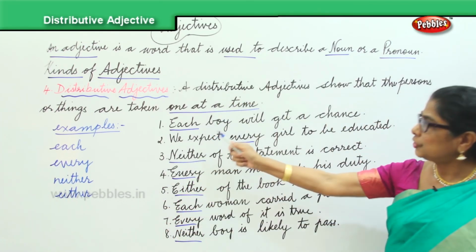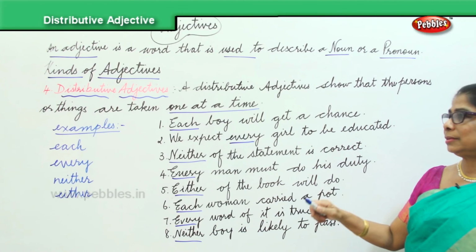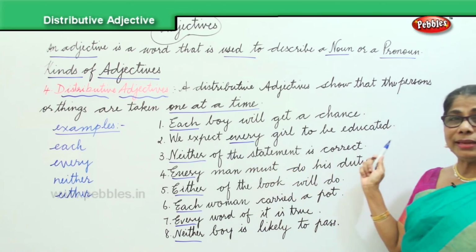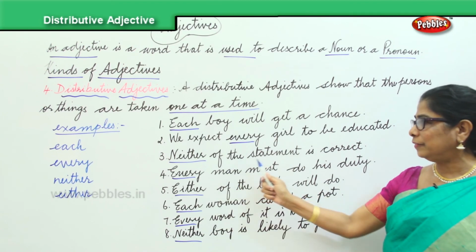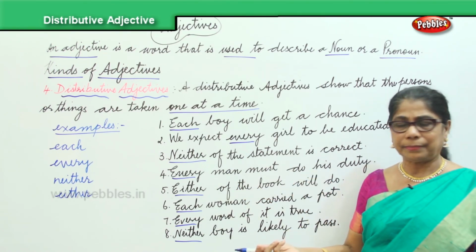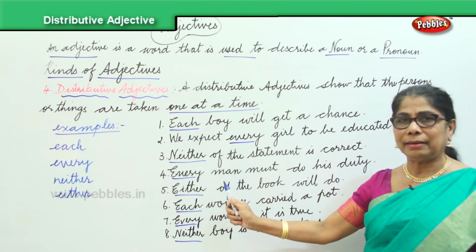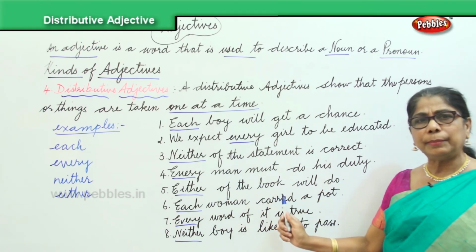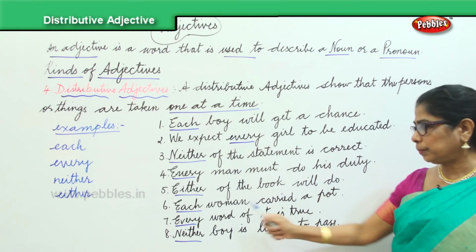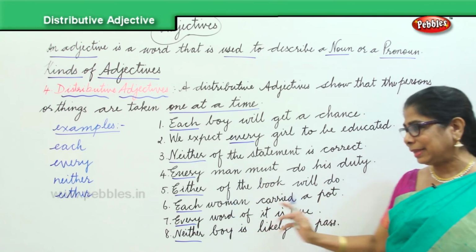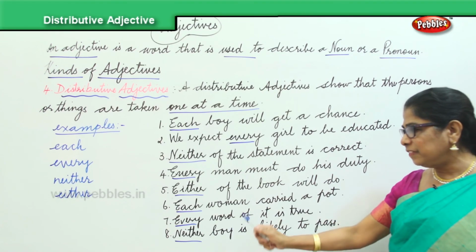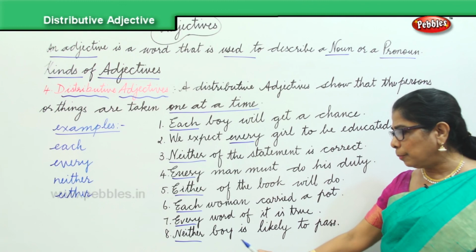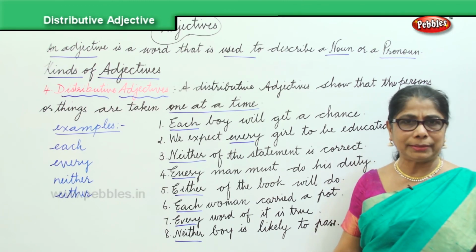Now, each boy will get a chance. We expect every girl to be educated. Neither of the statement is correct. Every man must do his duty. Either of the book will do. Each woman carried a pot. Every word of it is true. Neither boy is likely to pass.